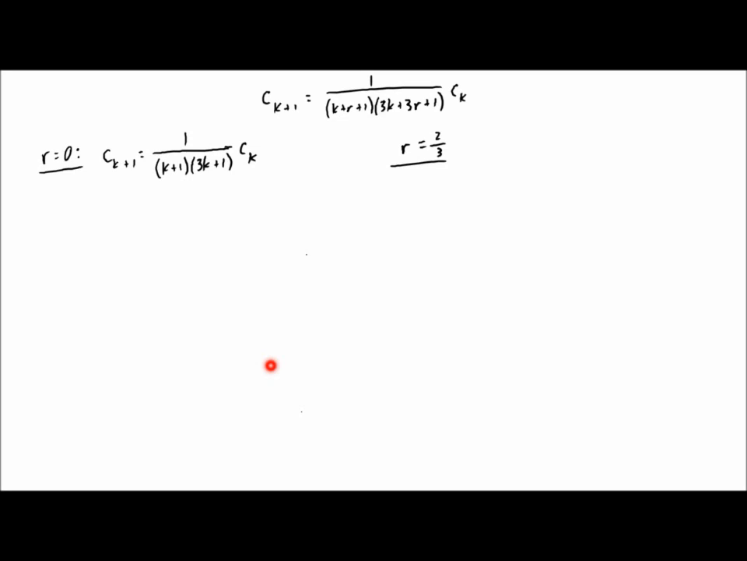Now, here is where I'm going to do a little bit like I did last time. I'm going to let C_0 be whatever it wants to be. In fact, let's make it even simpler. C_0 is just going to be a 1. Now let's find C_1. To find C_1, that's going to happen when k is 0. So if I plug in 0, C_1 is equal to 1 over 1 times 1 times C_0, and those are all just 1s.